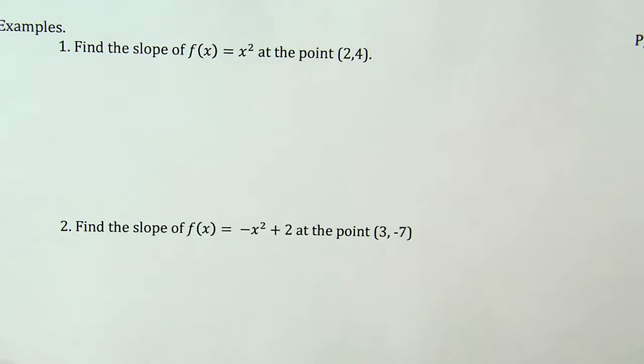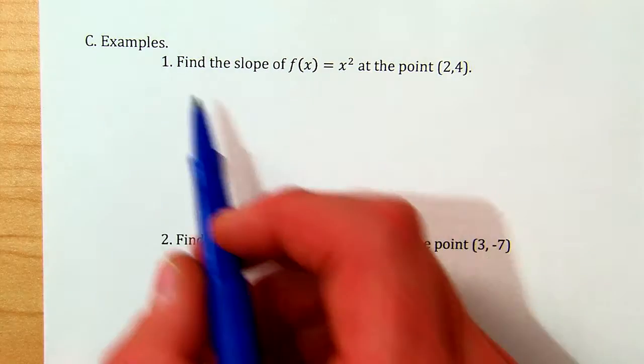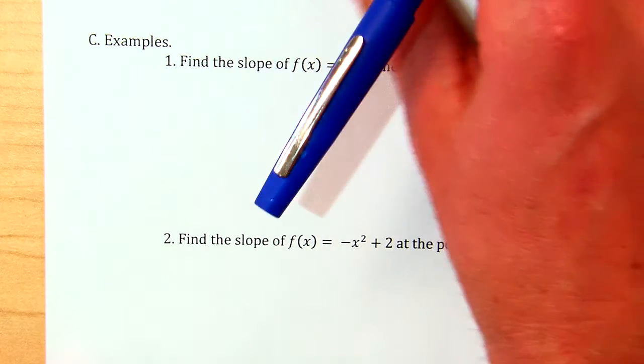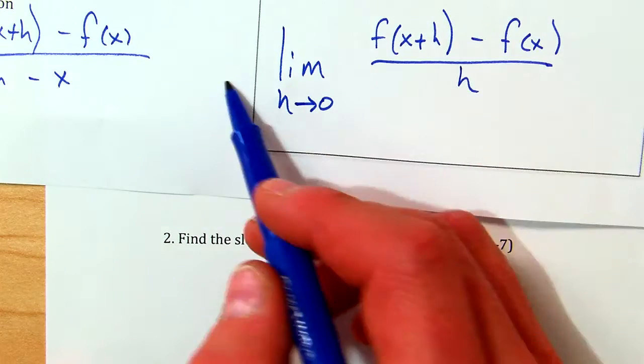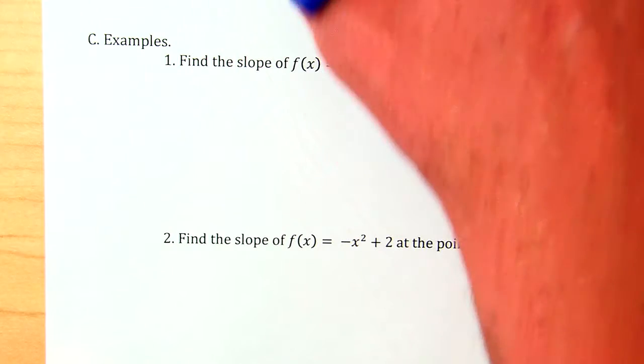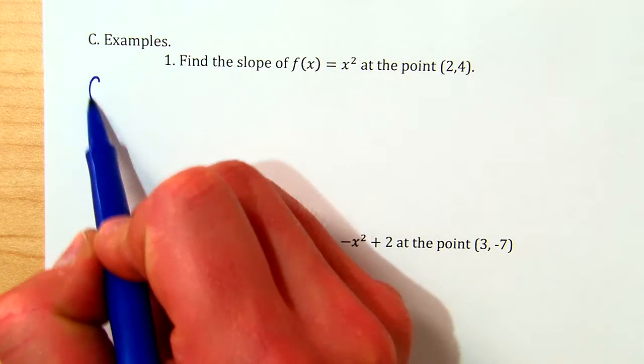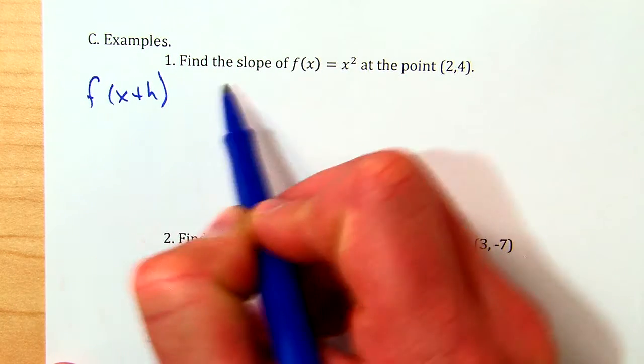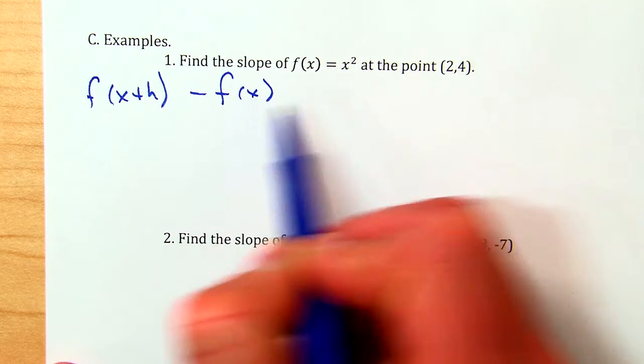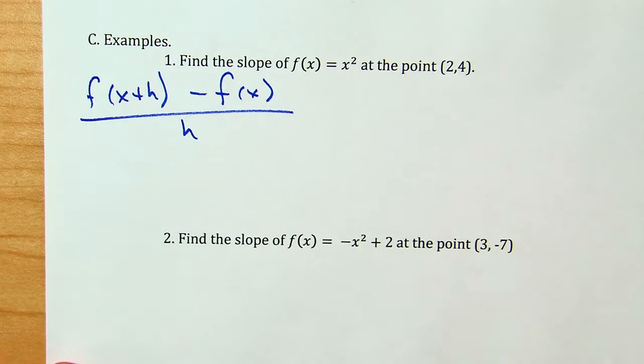First of all, let's have the formula handy. I'm not going to write the limit part of it. We'll just use that at the end. It says the limit as h approaches 0, and we'll just worry about the limit at the very end. So it's going to be f of x plus h minus f of x all over h.